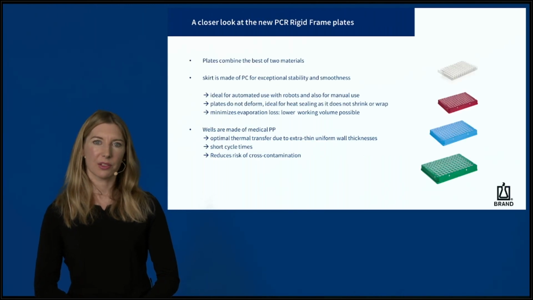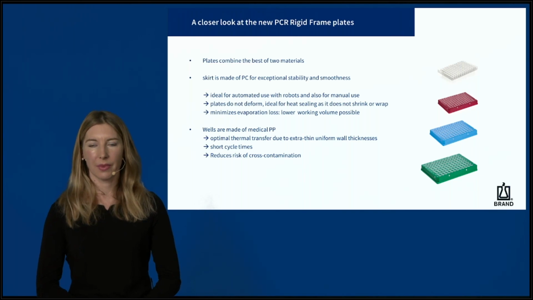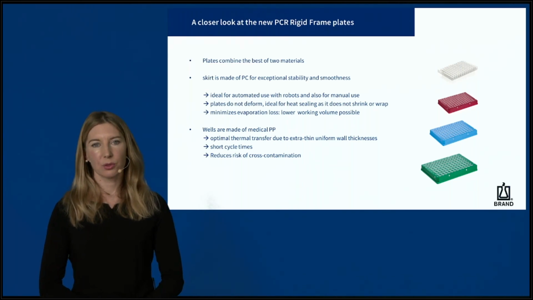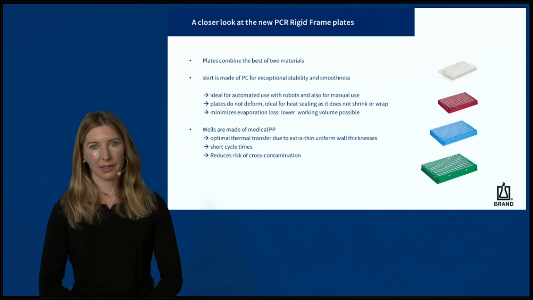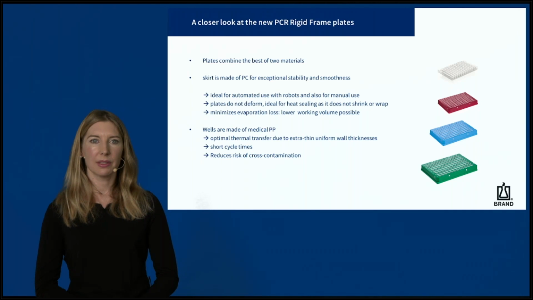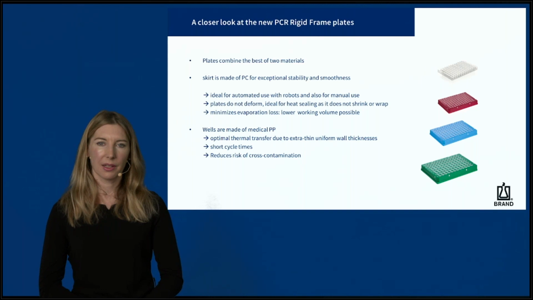As briefly mentioned before, there are special PCR plates for automation. The plates combine the best of two materials. The skirt is made of polycarbonate for exceptional stability and smoothness. This is ideal for automated use with robots, as the plates do not deform. Heat sealing is no problem, as the plates do not shrink or warp, and evaporation loss is minimized. Therefore, lower vacuum volume is also possible.